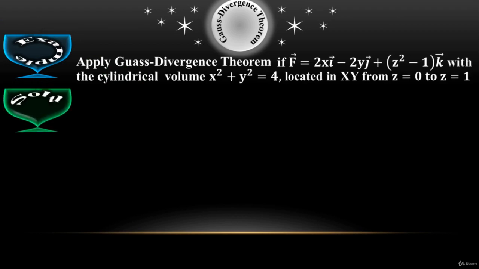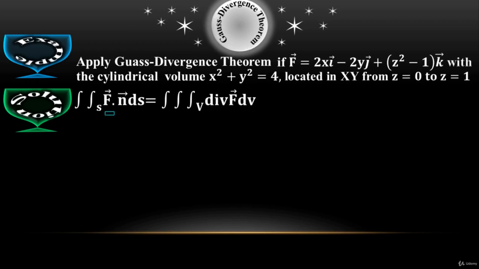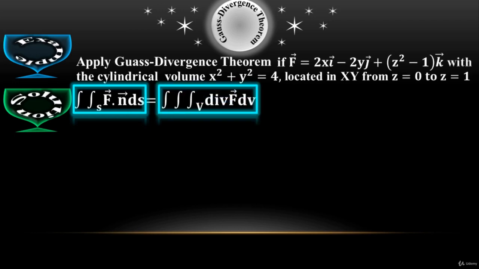Solution. The formula of the Gauss Divergence Theorem is that the surface integral equals the volume integral. Look here, I use an arrowhead on top of n for the unit vector, but sometimes you may use n cap. Whether you use n cap or an arrowhead on top of n, it is a unit vector. So the left hand side equals the right hand side.